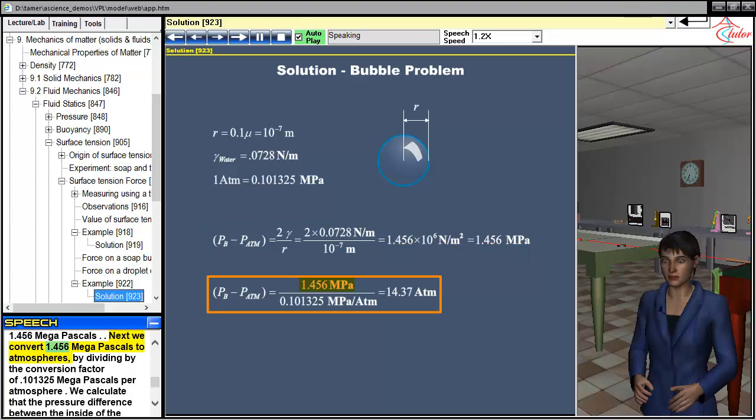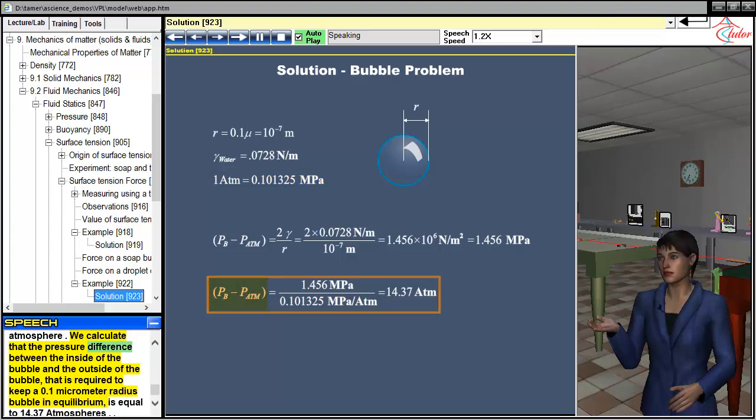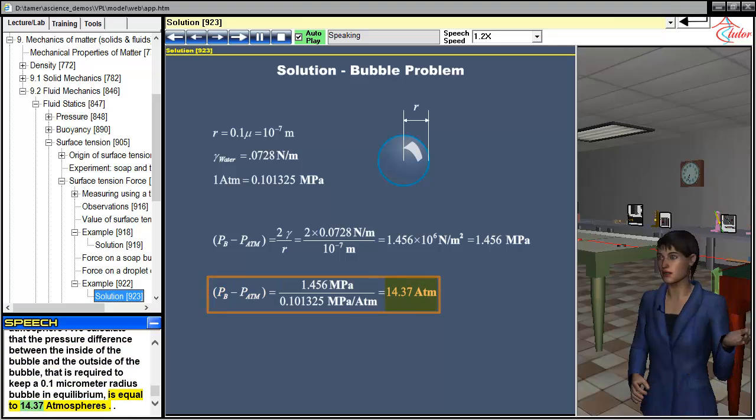Next we convert 1.456 megapascals to atmospheres by dividing by the conversion factor of 0.101325 megapascals per atmosphere. We calculate that the pressure difference between the inside of the bubble and the outside of the bubble, that is required to keep a 0.1 micrometer radius bubble in equilibrium, is equal to 14.37 atmospheres.